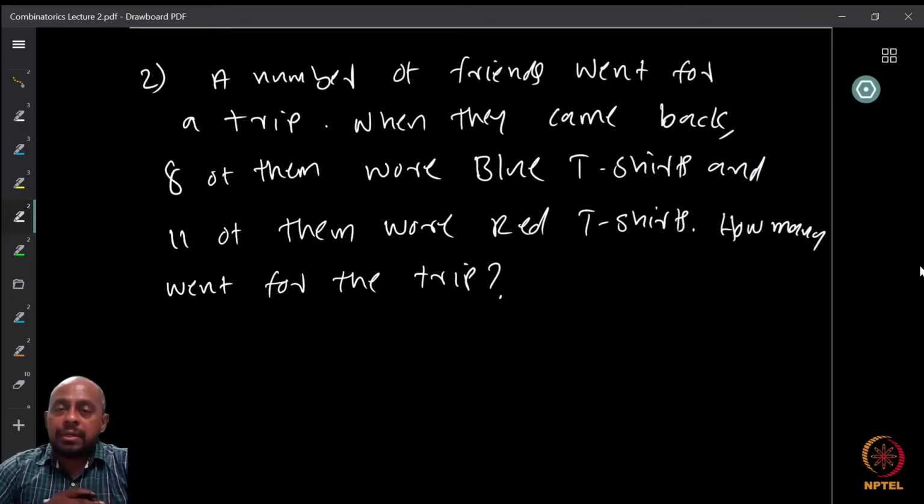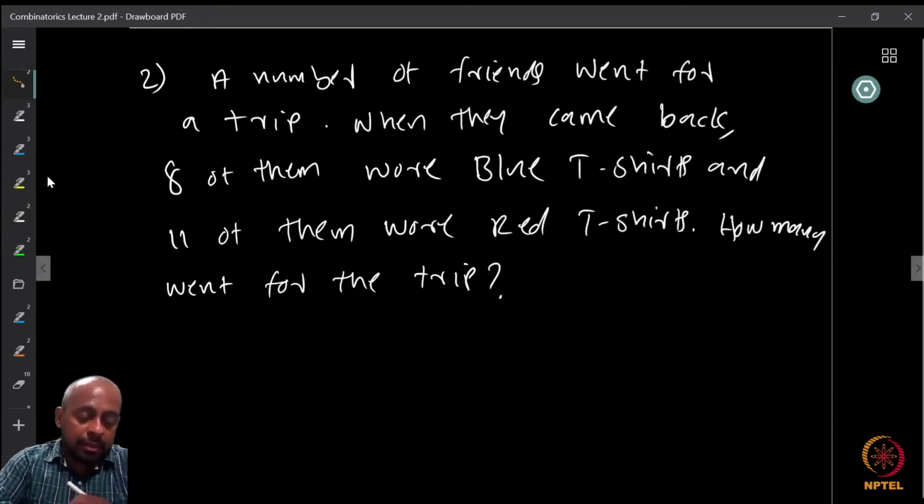A number of friends went for a trip somewhere. Now, when they came back, 8 of them wore blue t-shirts and 11 of them wore red t-shirts. Now the question is, how many went for that trip? Is it possible to answer that this is 11 plus 8 is equal to 19? Well, in fact, no.